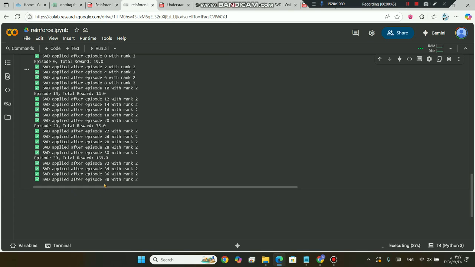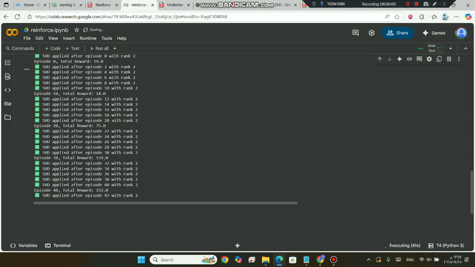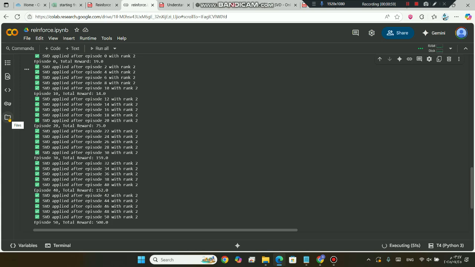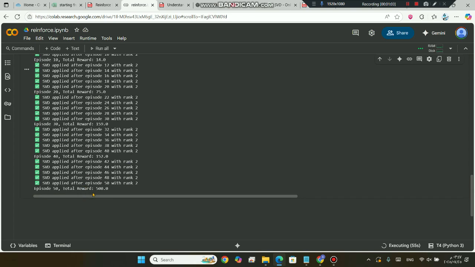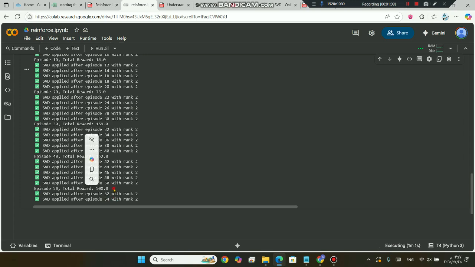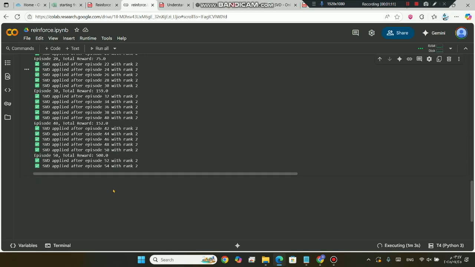I don't know how many episodes we have. We're keeping the highest 10 singular values within the neural network whenever we apply the SVD. So right now we've got a total reward of 500. I think maybe this is the maximum that you can have, so maybe it will stay at 500. That has improved nicely.